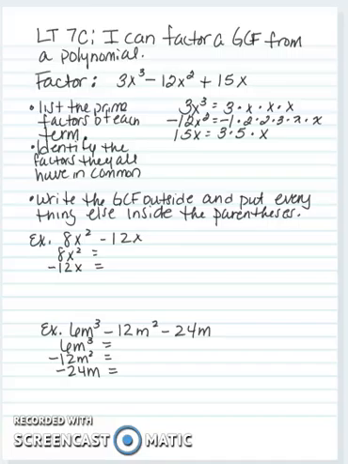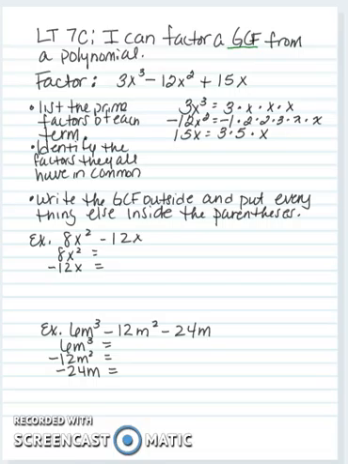Learning target 7C, I can factor a GCF from a polynomial. GCF means greatest common factor. My first example, we're going to factor 3x cubed minus 12x squared plus 15x.